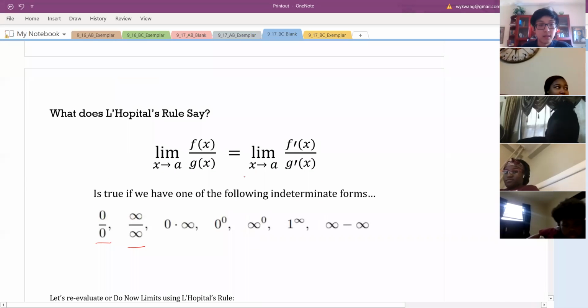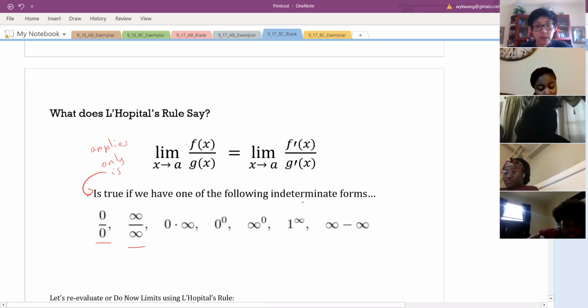So again, L'Hopital's rule applies only if we have one of the following indeterminate forms.